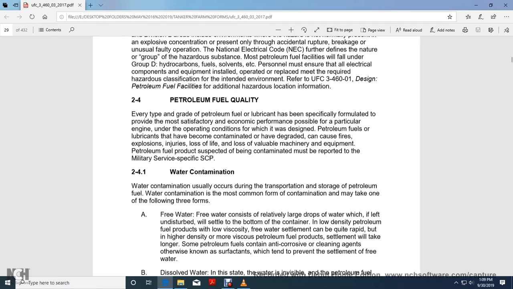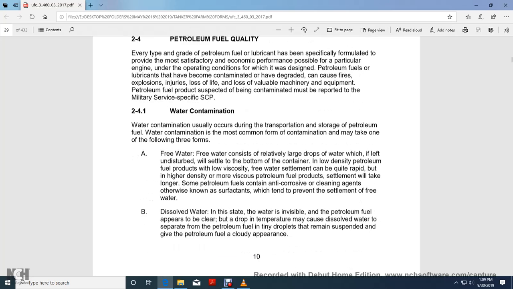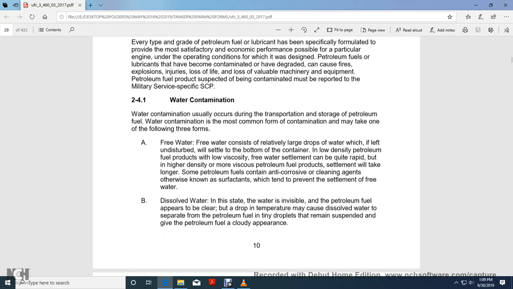Petroleum fuel products suspected of being contaminated must be reported to the military service's service control point. 2.4.1 Water contamination. Water contamination usually occurs during the transportation and storage of petroleum fuel. Water contamination, most commonly, may take one of the following three forms.